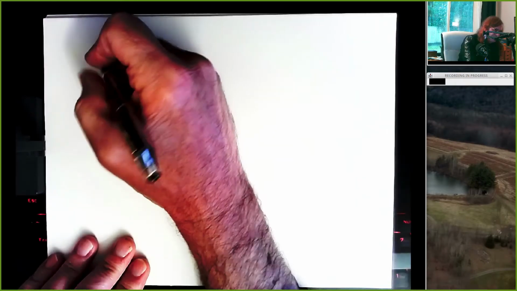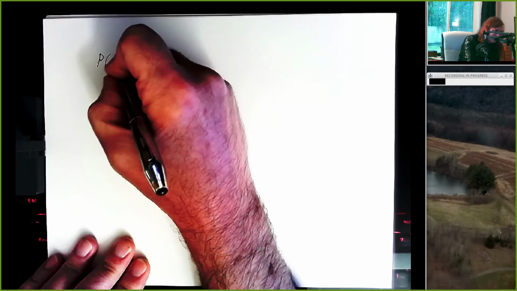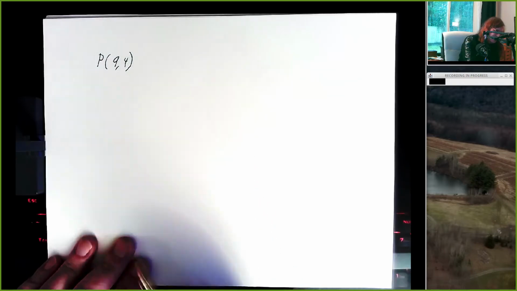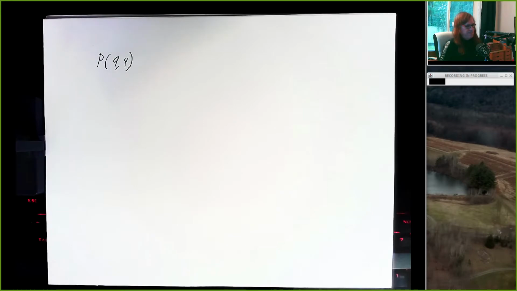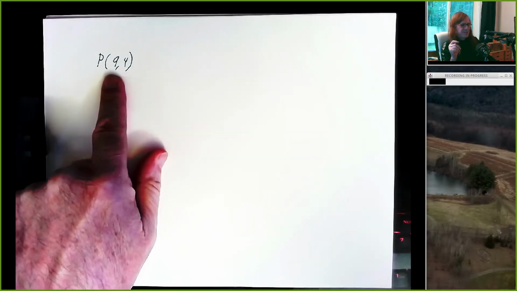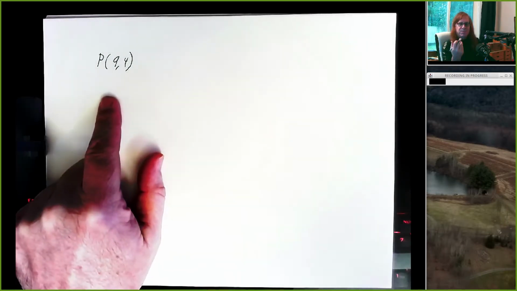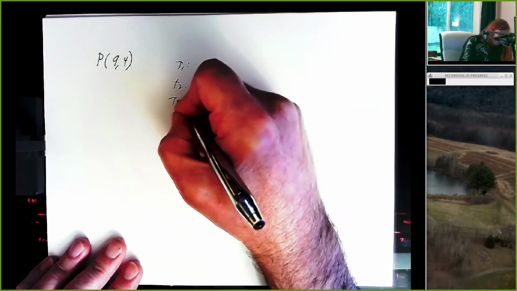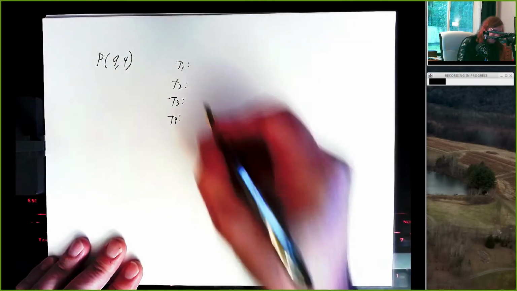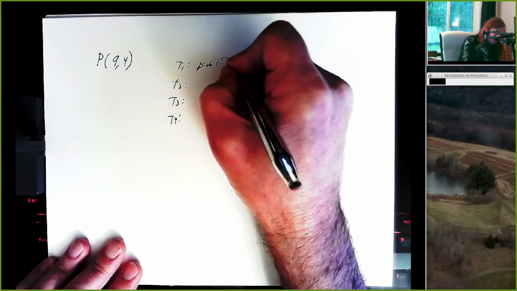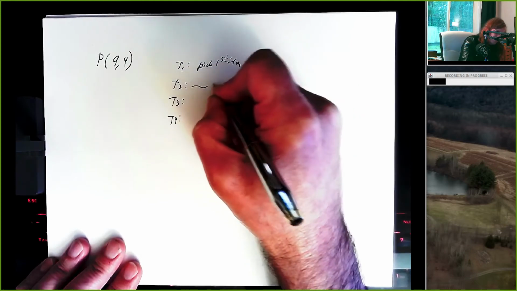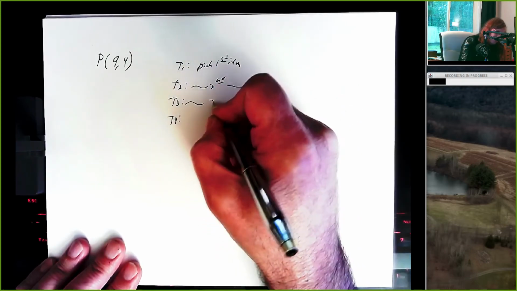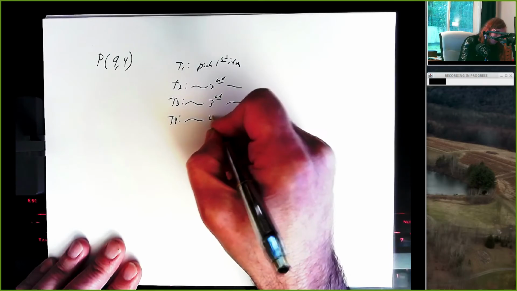So let's just look at something like P(9, 4). This is the number of 4-permutations of 9 objects. We're trying to pick 4 things out of 9, and the order is important. So we have 4 subtasks. T1 is pick the first item. T2 is pick the second item. T3 we pick the third item. T4 we pick the fourth item.